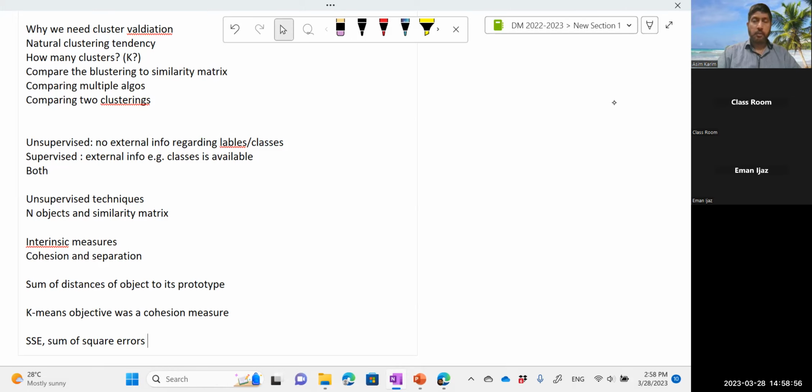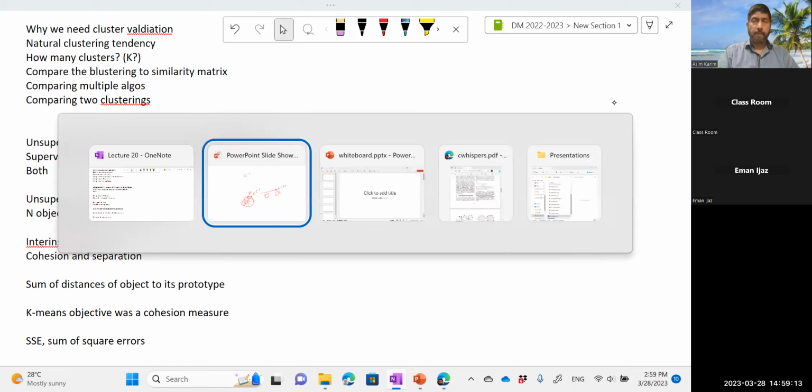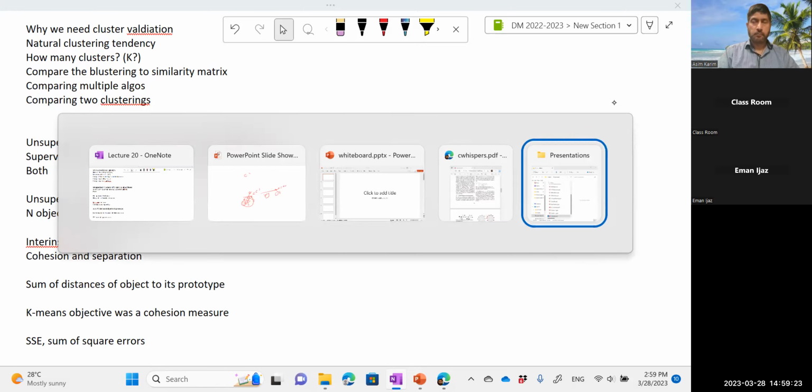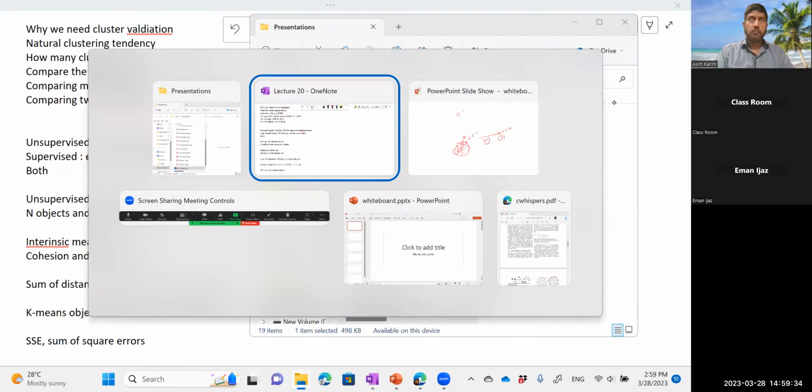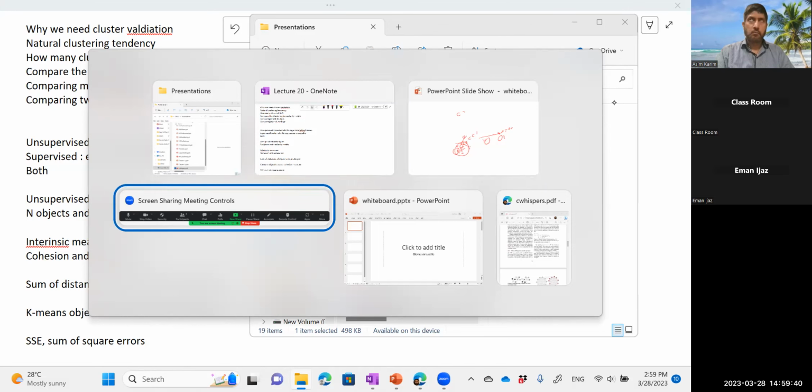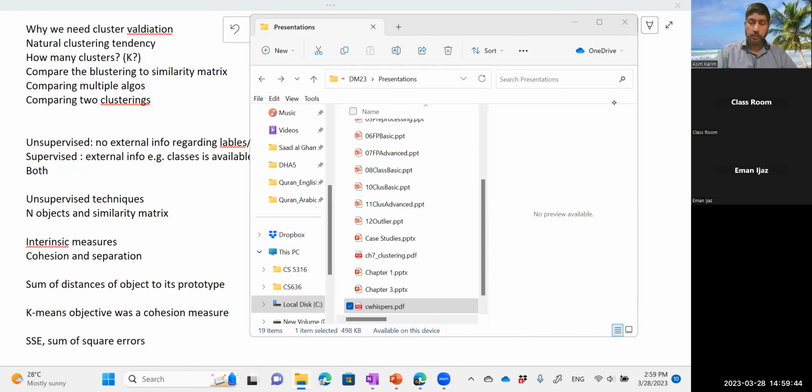So I think I will probably stop here. यहाँ से we will continue next time, and we will finish this cluster validation in the next lecture. उसमें कुछ चीज़ें हैं that we'll be discussing, and we will try to finish it in the next lecture. Any questions?